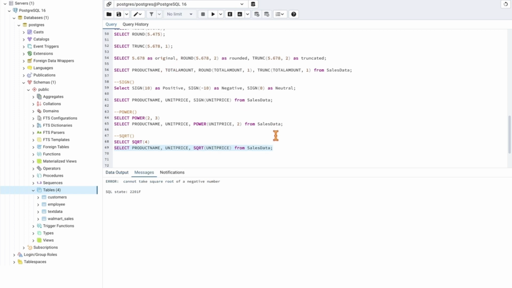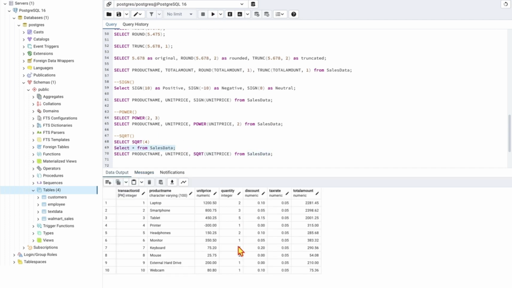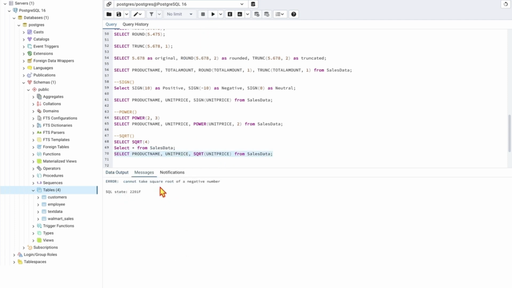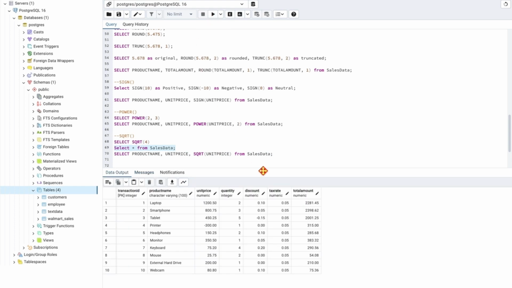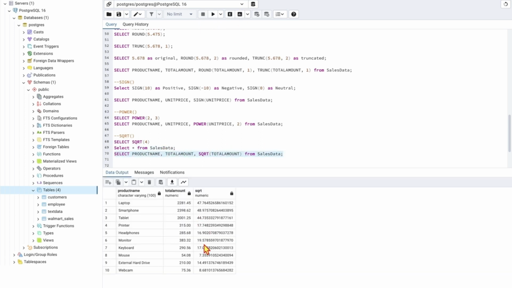Remember? Let me do a select star. See, unit price has a negative and square root can be applied only on the non-negative numbers. So that's why it has thrown the error: cannot take square root of a negative number. Let's take a different value. Total amount. There you go. So that's the functionality of square root.